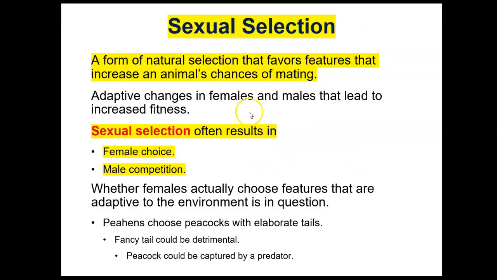Sexual selection is a form of natural selection that favors features that increase an animal's chances of mating. What you typically see with sexual selection, this is not always true, but often in the animal kingdom, you see females choosing a mate and you see males competing for females. That's what you see: female choice and male competition.